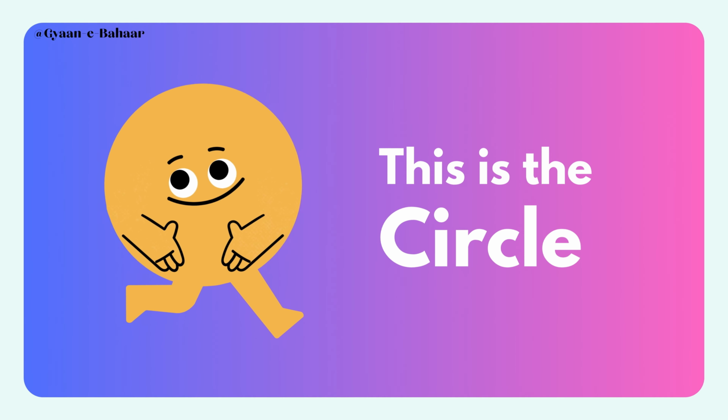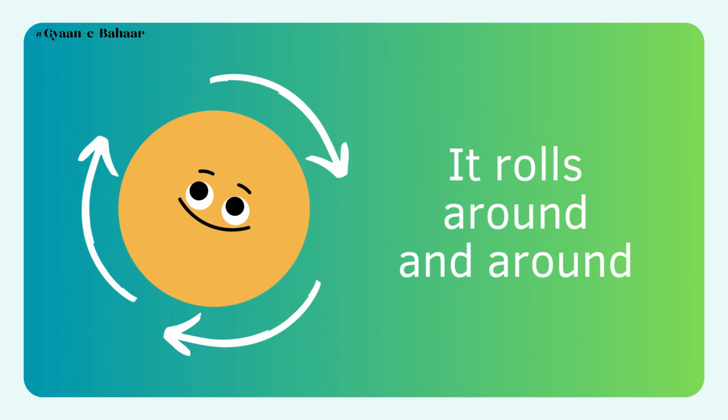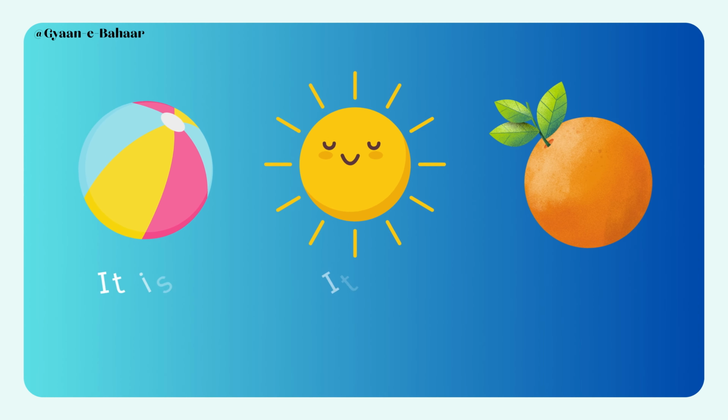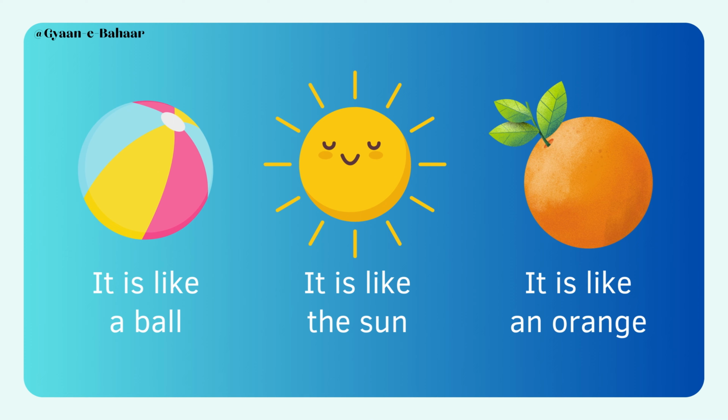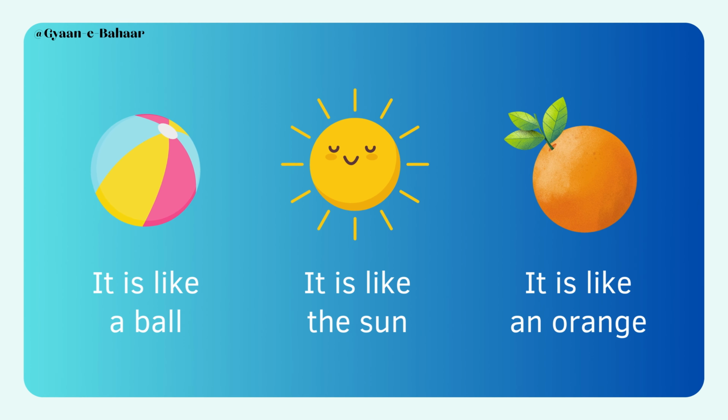This is the circle. It rolls around and around. It is like a ball. It is like the sun. It is like an orange.